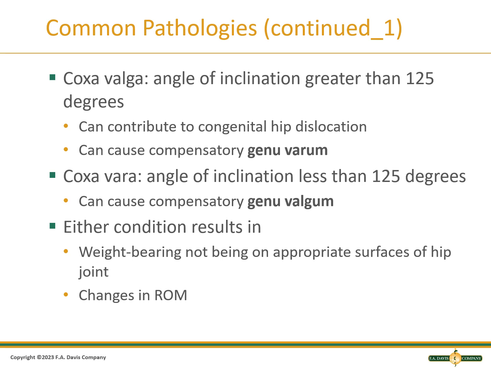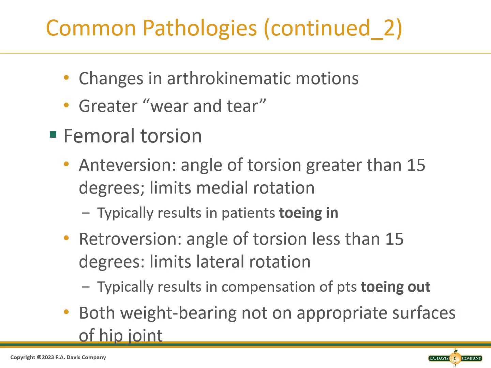Opposite to coxa valga is going to be coxa vara, and so this is where our angle of inclination is less than 125 degrees, so that the distal end of our femur points more medially, so that we result in a compensatory genu valgum. Either condition results in weight bearing not being on the appropriate surfaces of the hip joint and can result in changes in range of motion. Because of weight bearing not occurring on the proper portion of the hip joint, it can also result in changes in arthrokinematic motions and creates greater wear and tear between the femoral head and the acetabulum, making these people more predisposed to requiring hip replacements due to degenerative joint disease.